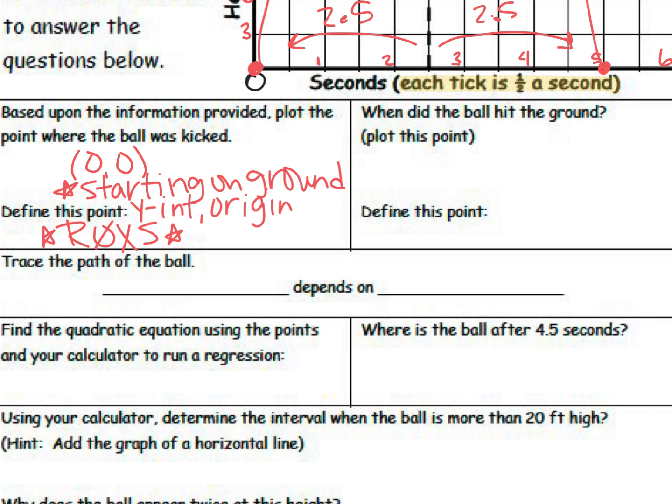When did the ball hit the ground? At 5. At 5, 0. What do we call that? Define that. The ending point. It is also a root, right? It is also a root, a 0, an x-intercept, and a solution. They're on the x-axis.